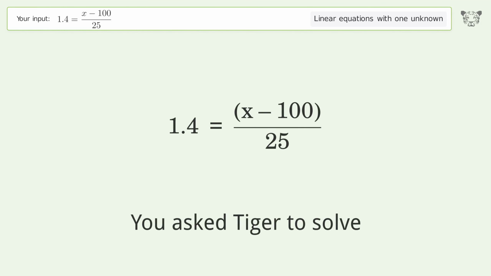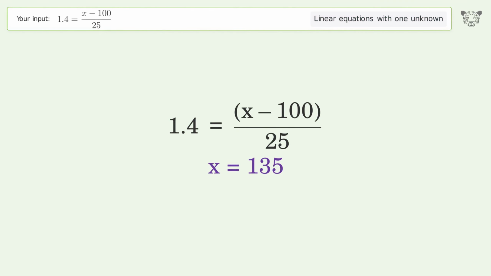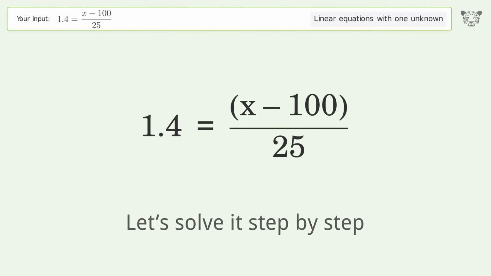You ask Tiger to solve. This deals with linear equations with one unknown. The final result is x equals 135. Let's solve it step by step.